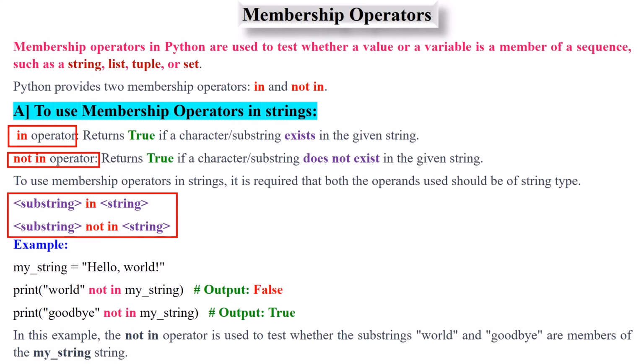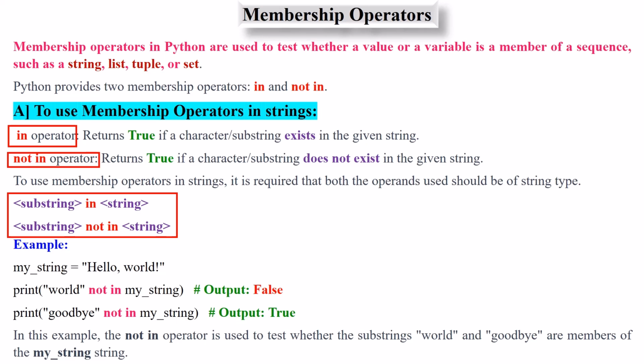Membership operators in Python are used to test whether a value or a variable is a member of a sequence, such as a string, list, tuple, or set. Python provides two membership operators, in and not in. First, we will see how to use membership operators in strings.